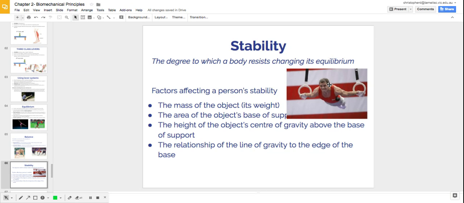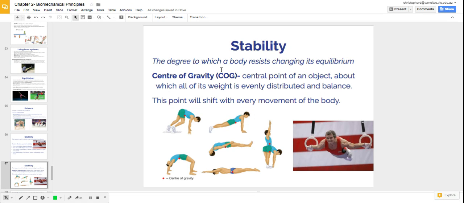When we look at stability, we're looking at the degree to which a body resists changing its equilibrium. There are a few different factors that will impact on that, and we'll go through them. We look at center of gravity, which is a central point of an object about which all of its weight is evenly distributed and balanced. And that shifts in every movement.